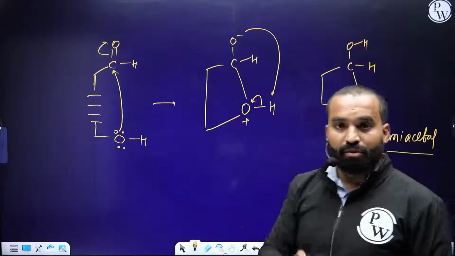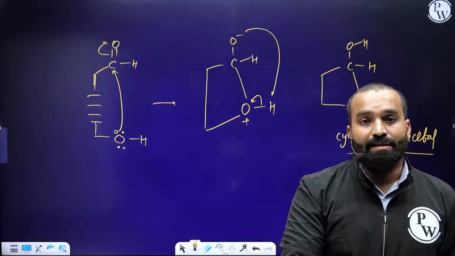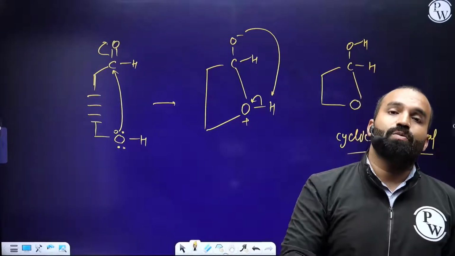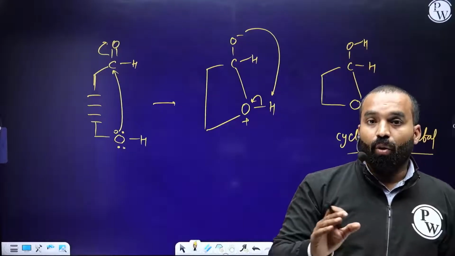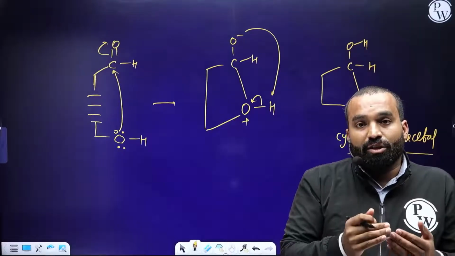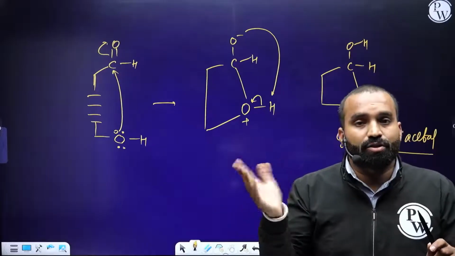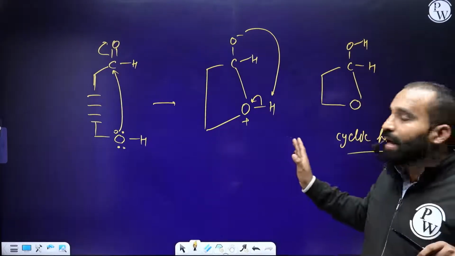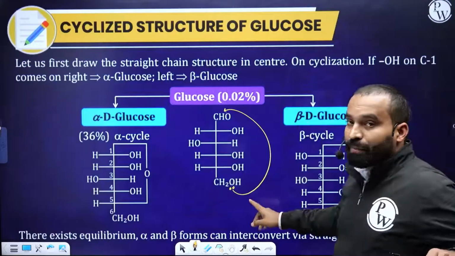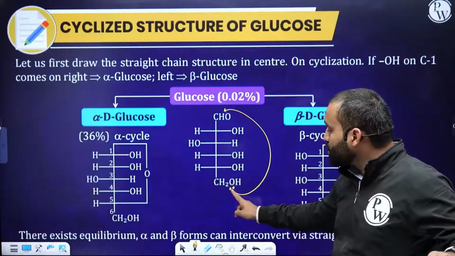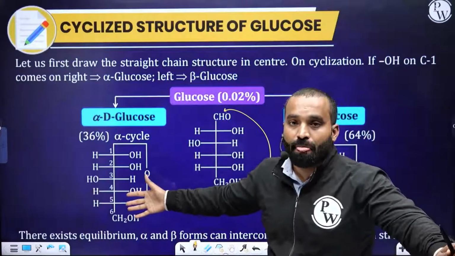This same chemistry occurs in glucose also. The CHO group is no more present. The CHO group is not free. The CHO group is attacked by its own OH group, which is a part of its own structure, and the CHO group is gone. It is converted to a cyclic structure now. Now let's go back and see how it has happened. I'm sure now you are able to understand this oxygen attacks on this carbon and then forms the cyclic structure.